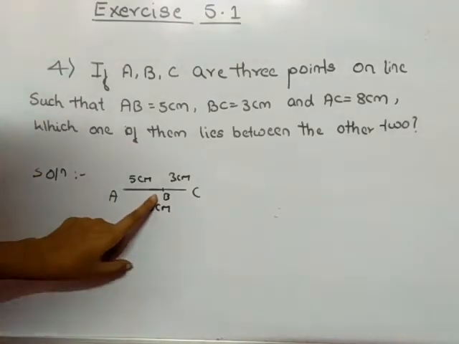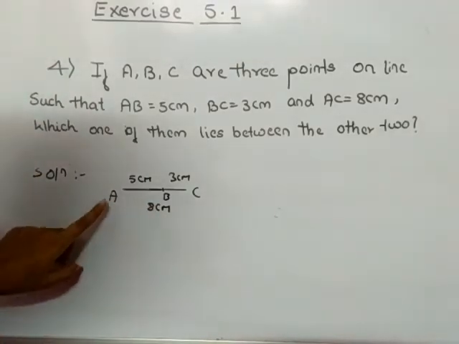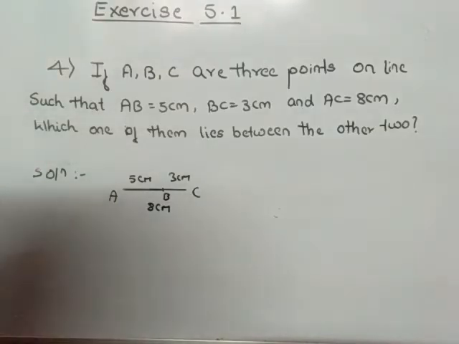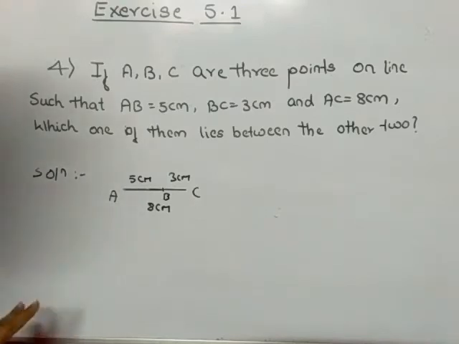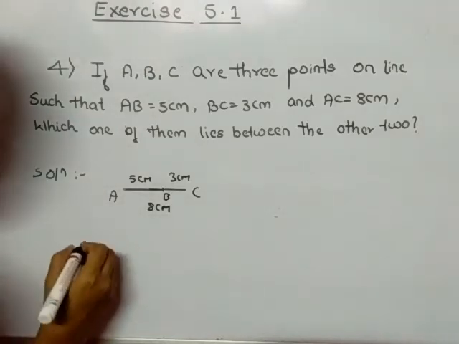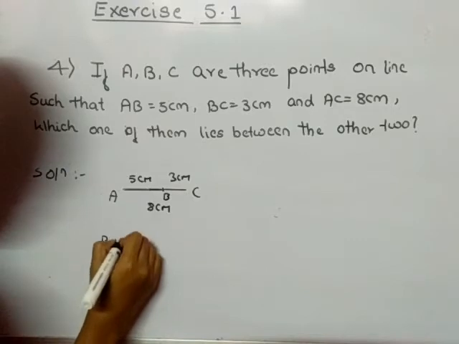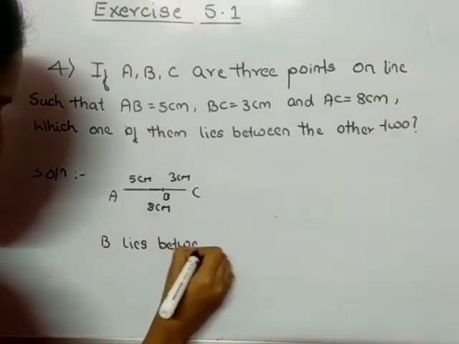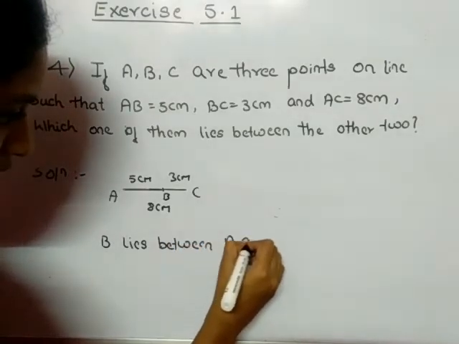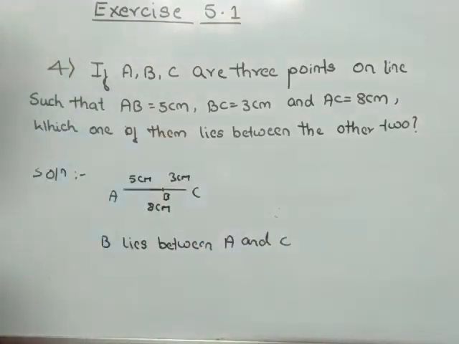The point B is lying between 2 points A and C. Right? So this is the answer to identify, or this is the method to identify which point lies between other 2 points. Okay. So we'll write here B lies between A and C. Okay. This is the answer. So we'll move for the fifth question.